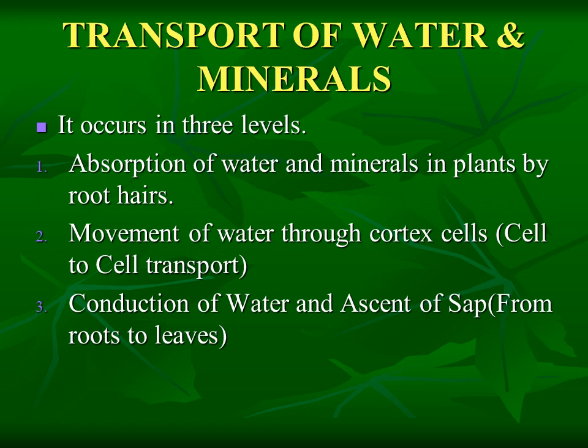Now, transport of water and minerals in plants occurs in three different levels. The first level is, of course, absorption of water and minerals in plants by root hairs. Here, the water and minerals are absorbed by the root from the soil. The second level is movement of water through cortex cells, also known as cell to cell transport. Here the water is transported from one cell to the other. And third is conduction of water and ascent of sap, that is, from the roots to leaves through the xylem.